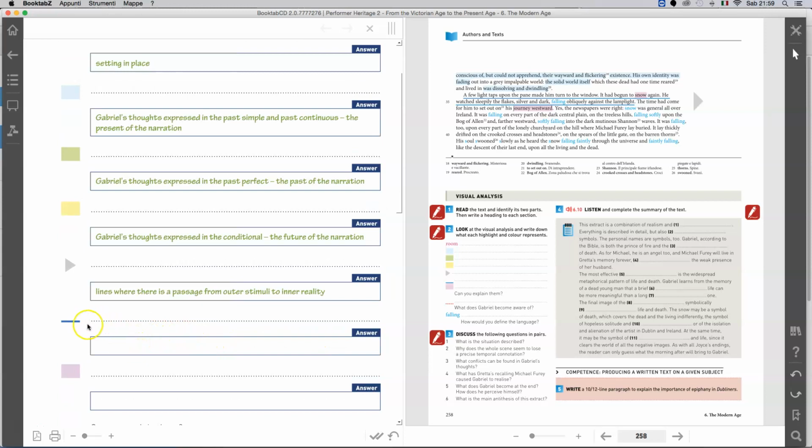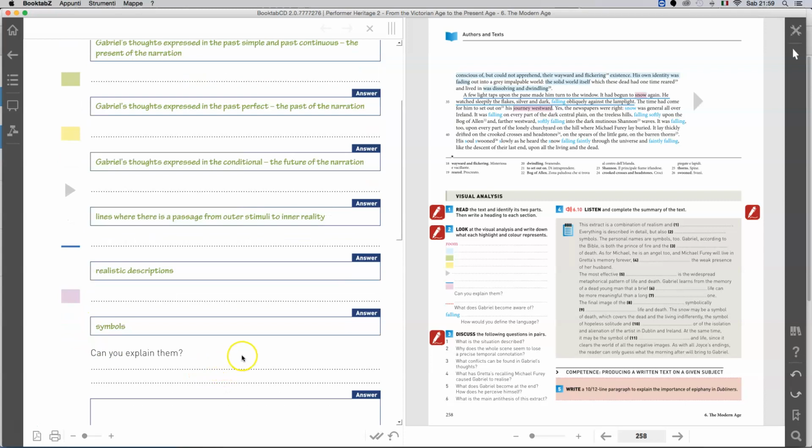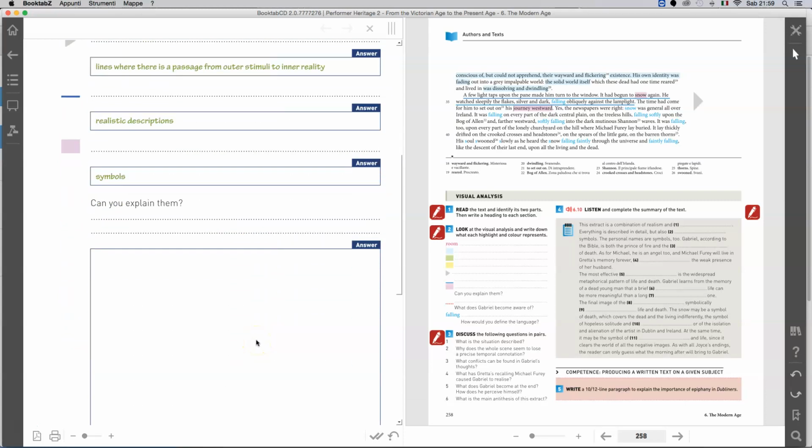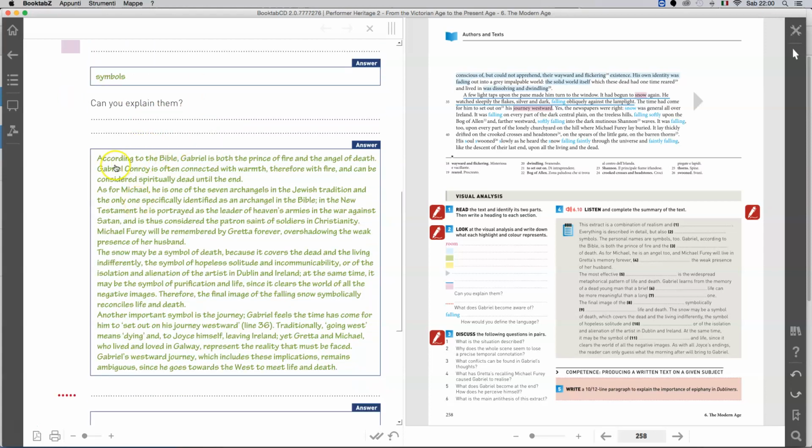Then we have the words underlined in blue. They are realistic descriptions. And the words highlighted in pink, they are symbols. Okay, the explanation of this passage and the explanation of these symbols. We have a lot of symbols in this passage. And according to the Bible, Gabriel is both the Prince of Fire and the Angel of Death. Gabriel Conroy is often connected with warmth, therefore with fire, and can be considered spiritually dead until the end of the passage.